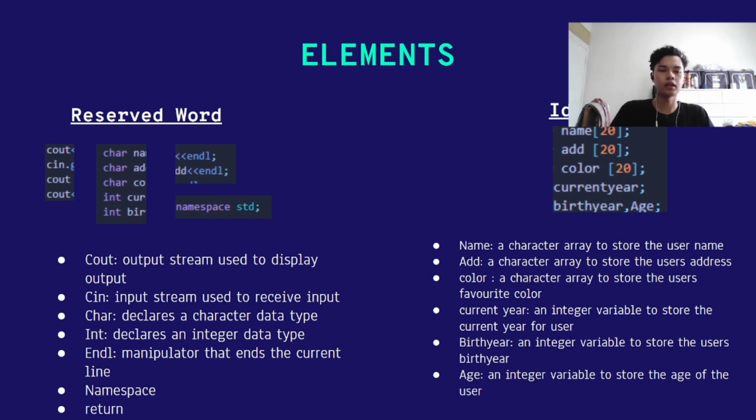And then next up we have identifiers. We have 5 identifiers there. So first up we have, actually 6. We have name, a character array to store the username. Add, a character array to store the user's address. Add is short form for address. And then we have color, a character array to store the user's favorite color. We also have current year, an integer variable to store the current year. We also have birth year, which is also an integer variable, to store the user's birth year. And then we have age, which is an integer variable to store the age of the user.